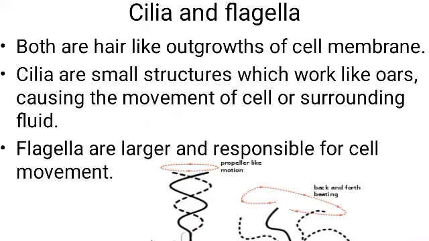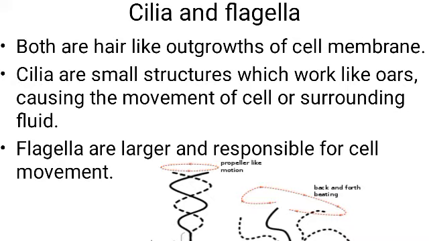Next is cilia and flagella. The cilia and flagella can be considered as a part of the cytoskeleton as they are formed of microtubules, which are filamentous proteins. Cilia is the plural form and cilium is singular. In the same way, flagella is plural and flagellum is singular. The cilia and flagella are hair-like outgrowths of the cell membrane. The cell membrane grows out as cilia or flagella in some unicellular organisms.